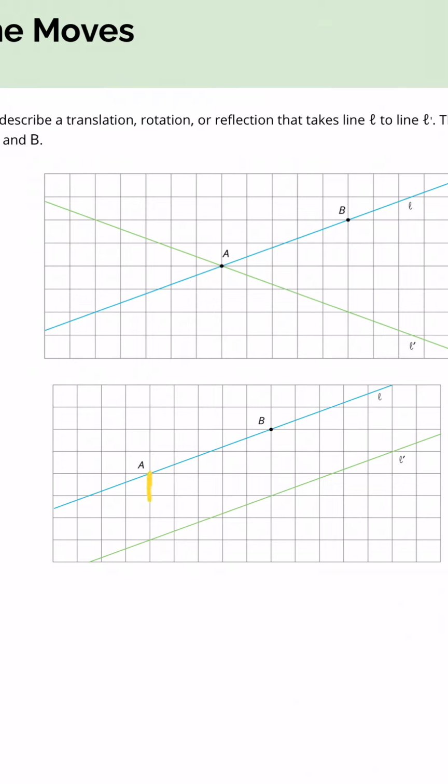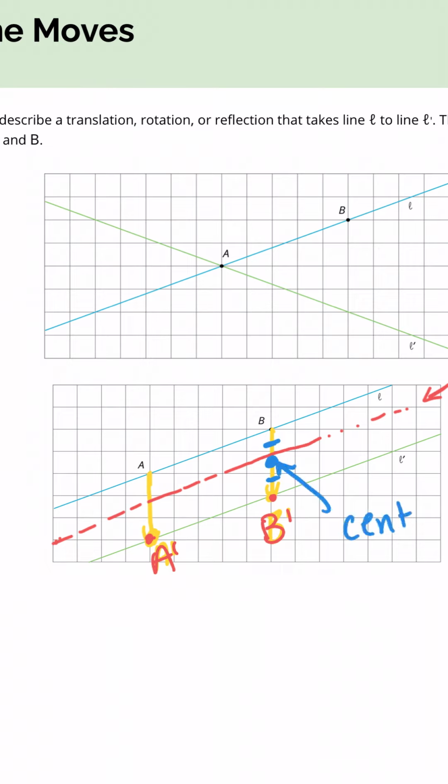You can now see that we're going to translate A and B down onto line L prime, and that would be our A prime and our B prime. Here's a line of reflection, and then it would just be reflected over that line, creating A prime and B prime exactly where they were when we translated. And you also have the option to have a center of rotation directly in between either of your points, but this would rotate 180 degrees on top of each line.